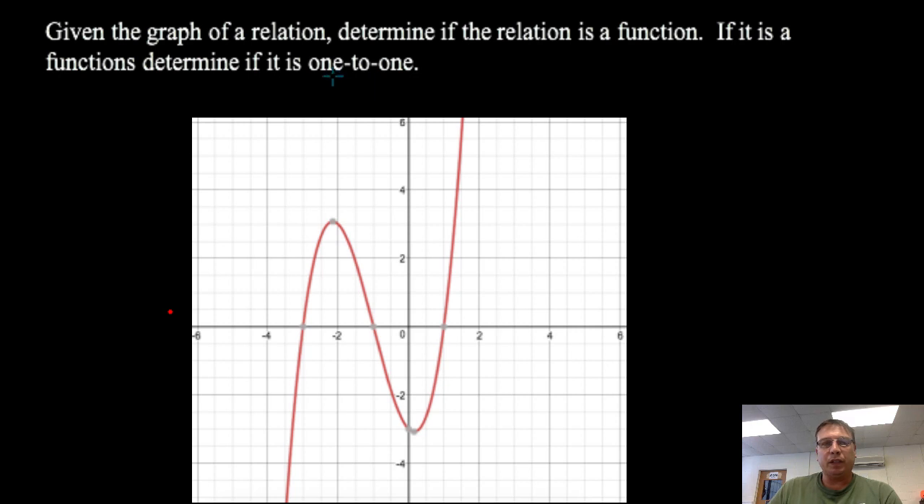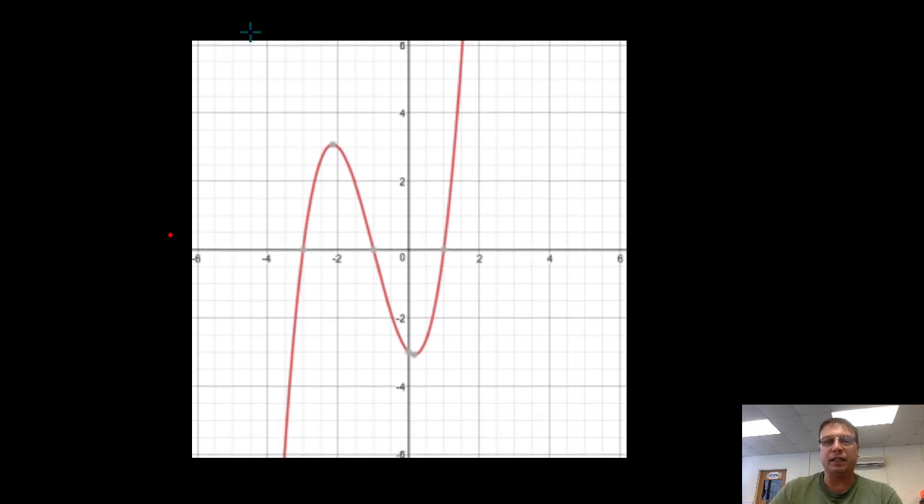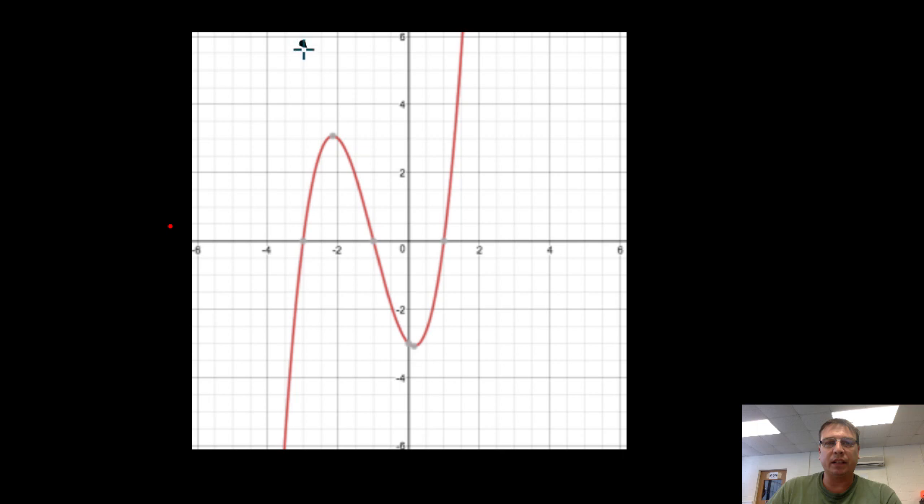So what we want to do is, we know that we can do the vertical line test to check to see if this is a function. So for a vertical line test, see if I can get this to line up nicely. And I'm going to go straight down. So there's my vertical line.